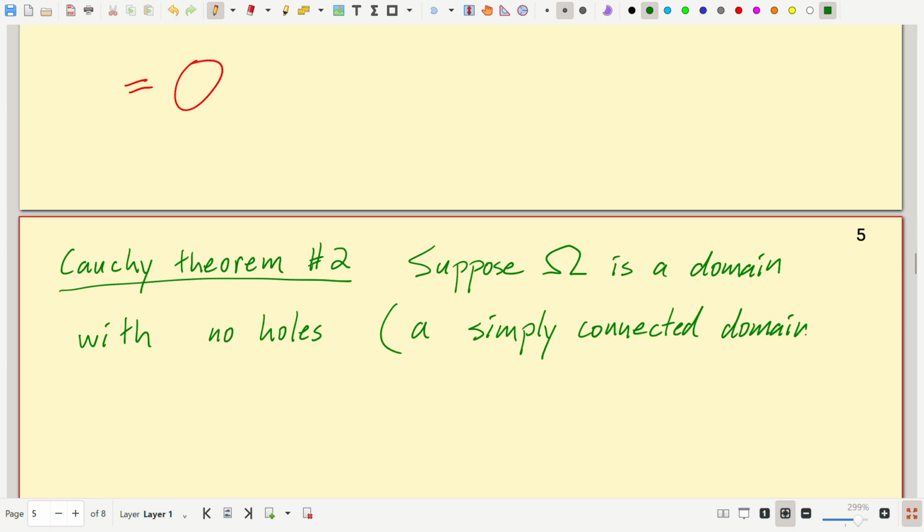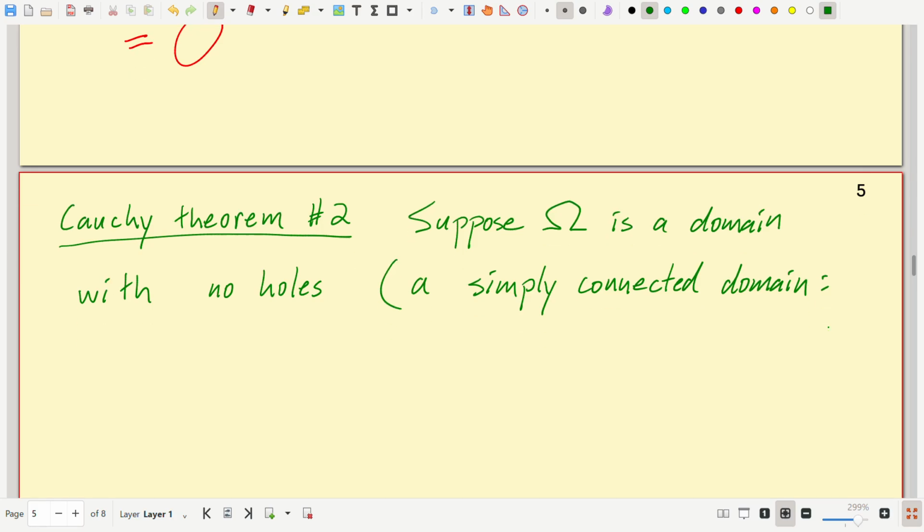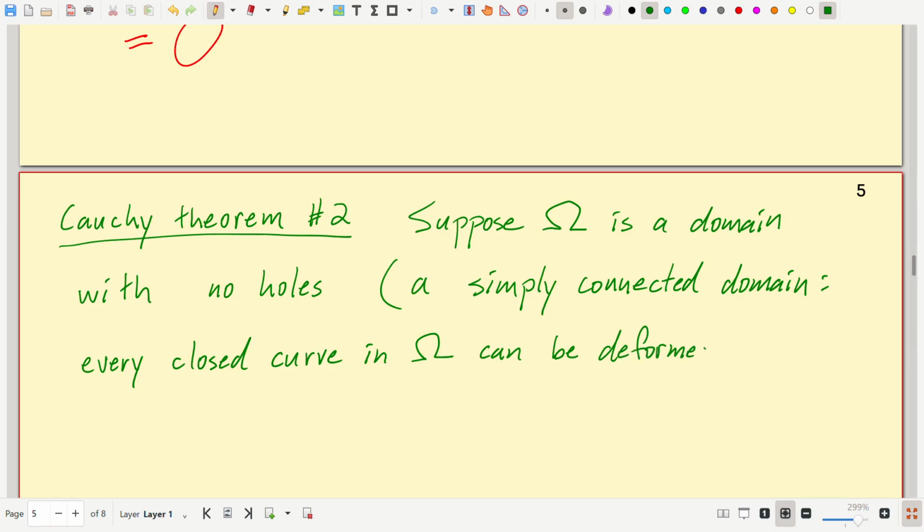I guess I might as well say what that means in a mathematical sense. Every closed curve in omega can be squeezed down to a point continuously. Every closed curve in omega can be deformed. Think of it like a rubber band, and then you start shrinking the rubber band until it shrinks down to a point. Every closed curve can be deformed continuously.